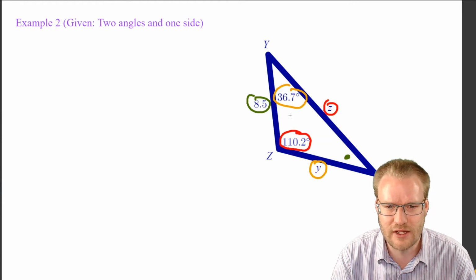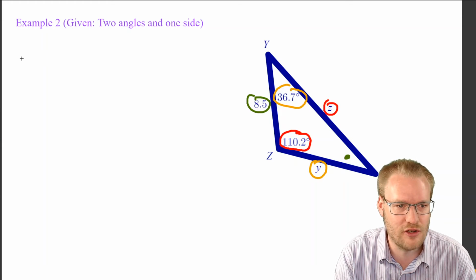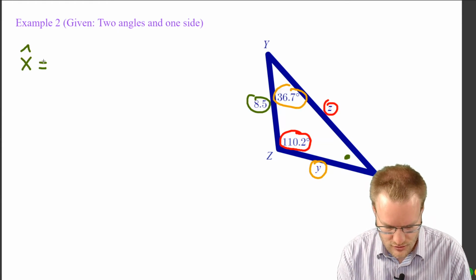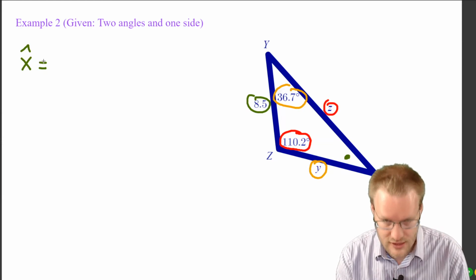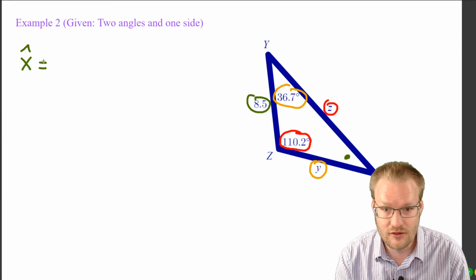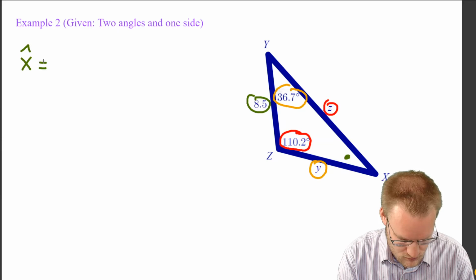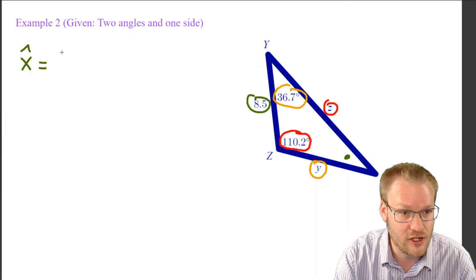What jumps out to me is angles in a triangle, so we can find out what angle X is straight away and just go 180 minus 36.7 minus 110.2 gives us 33.1.